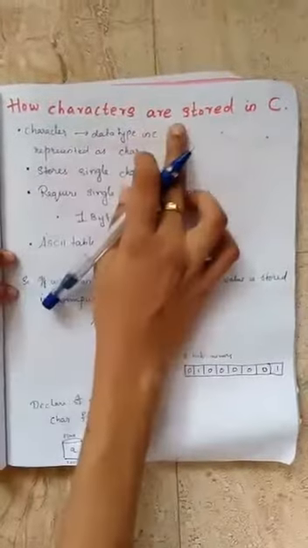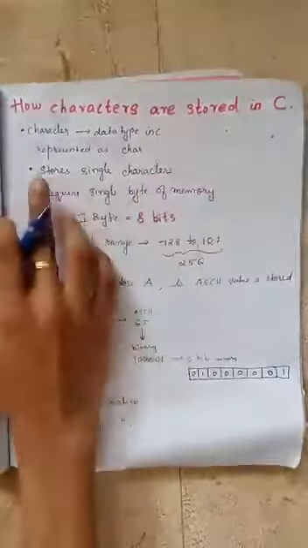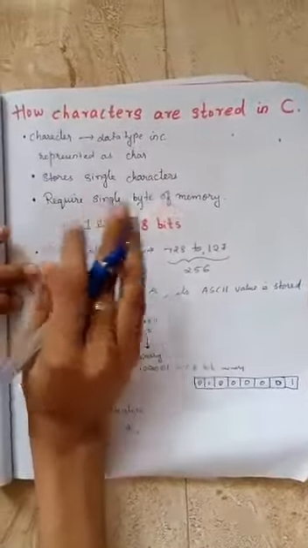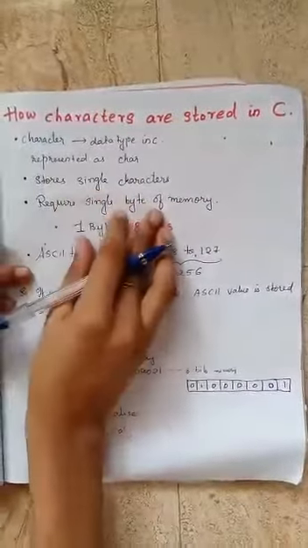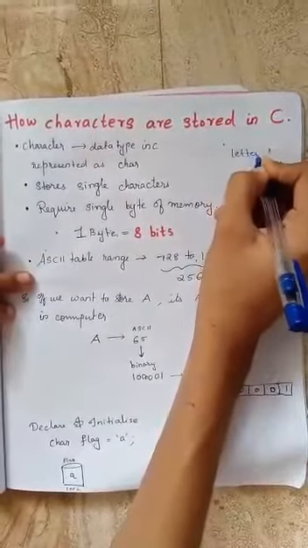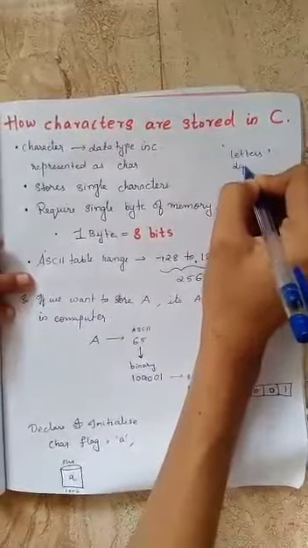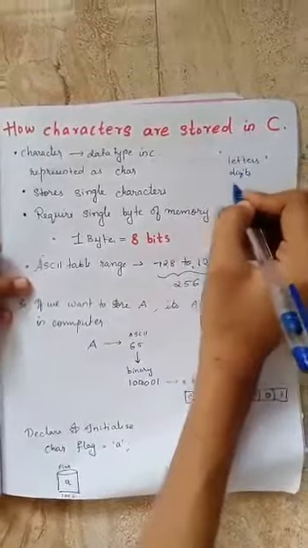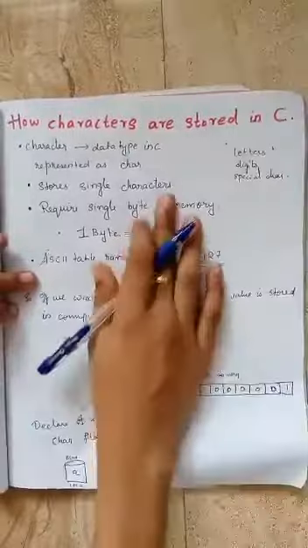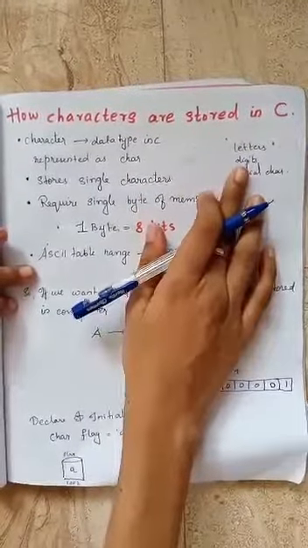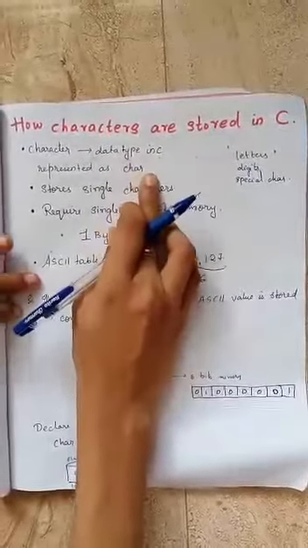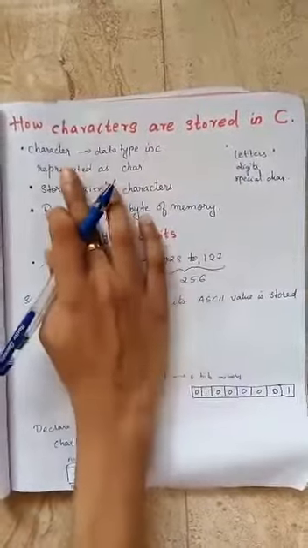How characters are stored in C. So we know character is a data type in C. It is used to represent characters. Characters can be letters, digits, or some special characters also. These types of characters are represented using the char data type. So we'll see how it is stored.